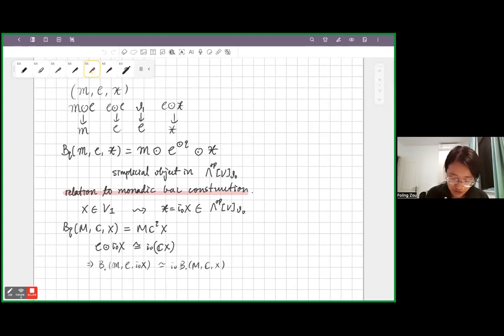And it is related to the monadic bar construction in the following way: if we take the contravariant lambda sequence X to be I0 of X that we defined before, and we do the monadic bar construction where the monad C and the functor M are the associative functors of C and M, then I0 of this monadic bar construction is the monoidal bar construction with X being the I0 of X.